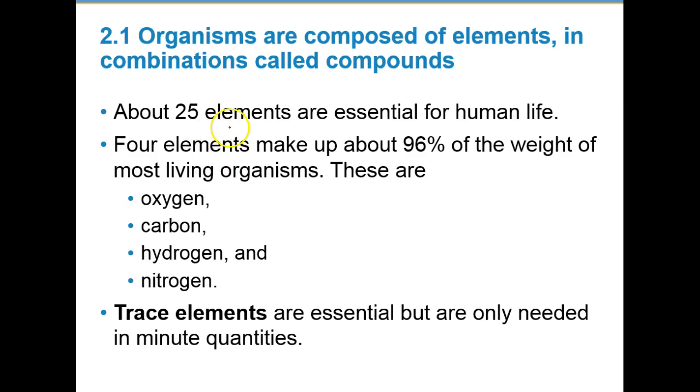Okay, about 25 elements are essential for human life. 4 elements make up 96% of the weight of most living organisms, and that's worth knowing. The 4 major ones are oxygen, carbon, hydrogen, and nitrogen. To remember those, I always think CHON. I don't know why, but it makes a word, sort of. Okay, but those are the 4 that make up 96%.